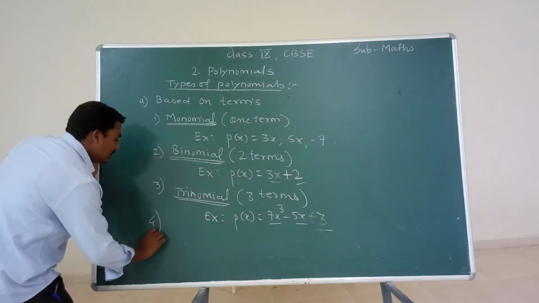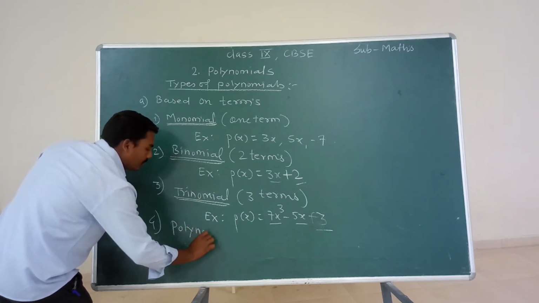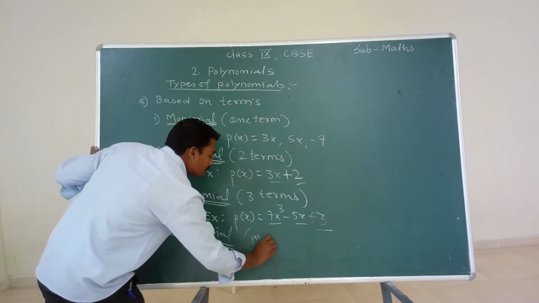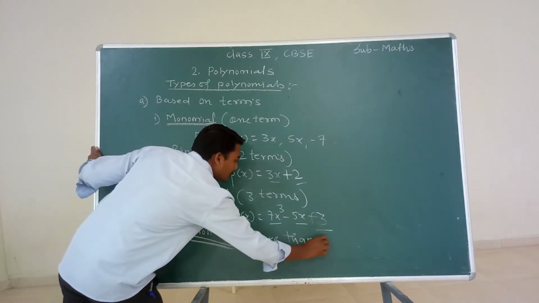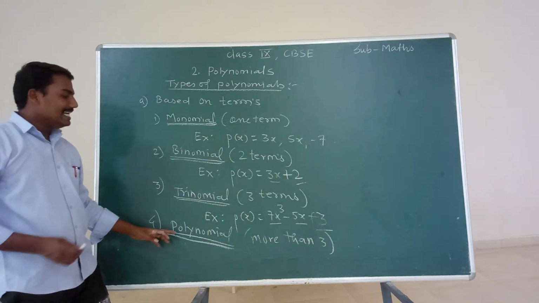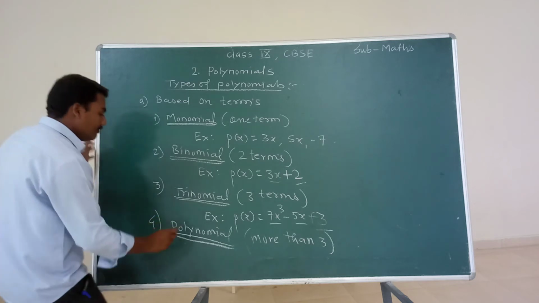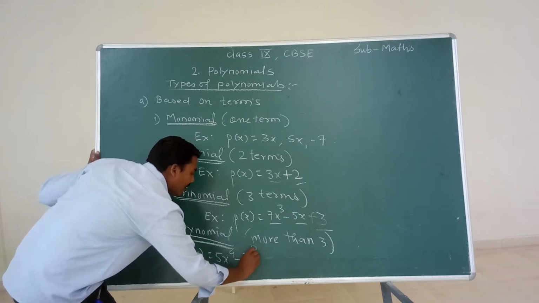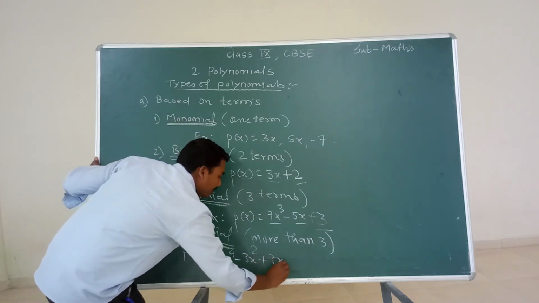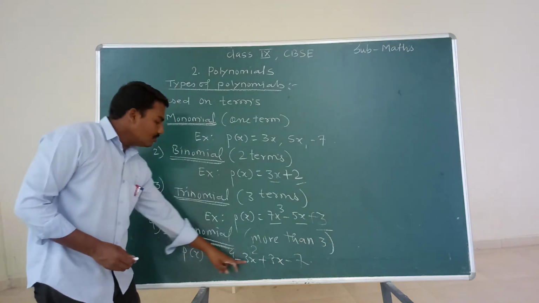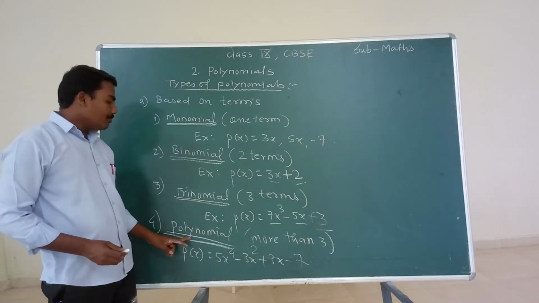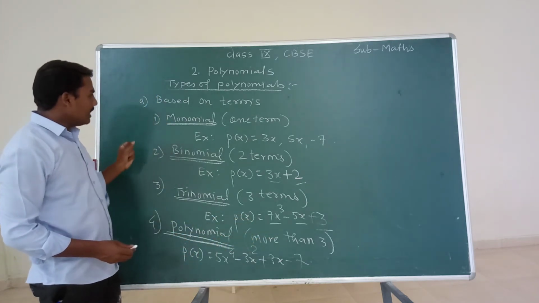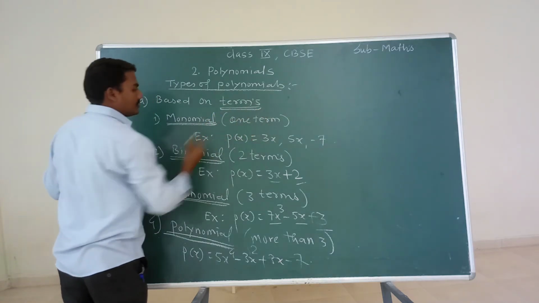And last is polynomial. A polynomial means it contains more than three terms. Example, p of x which is equal to 5x raised to 4 minus 3x square plus 3x minus 7. 1, 2, 3, 4, means a polynomial has more than three terms. So these are the four types of a polynomial based on the number of terms.